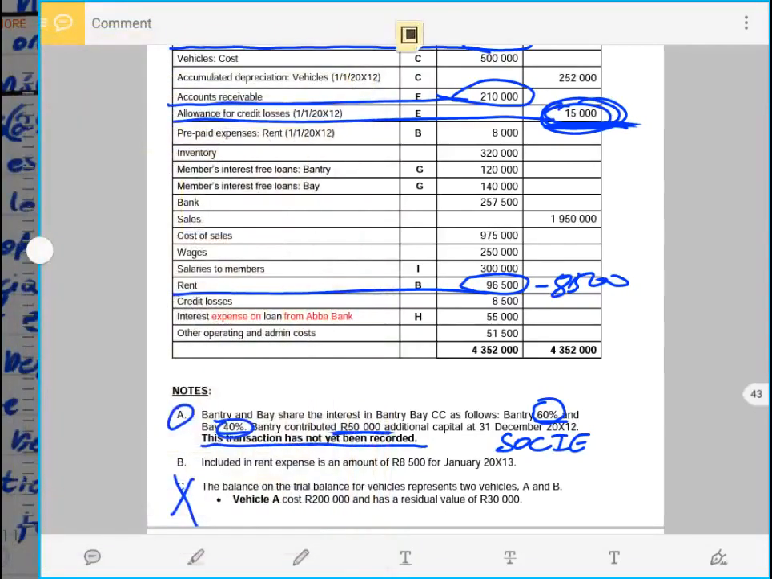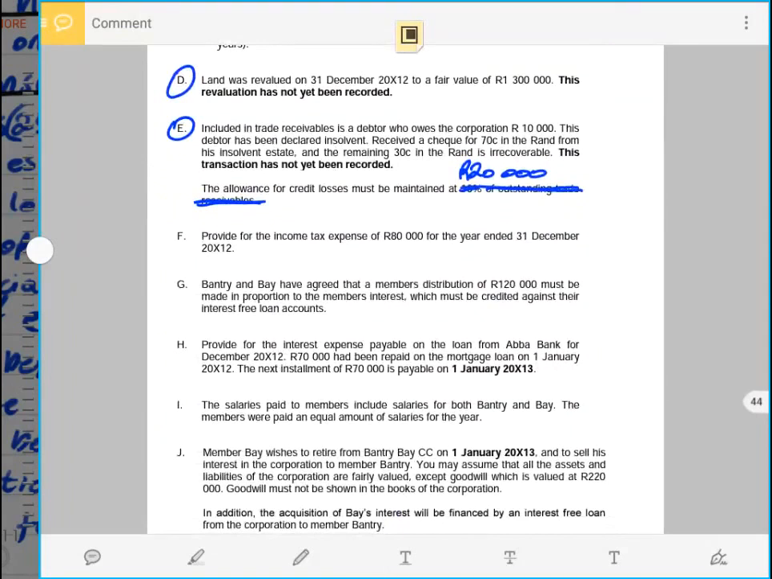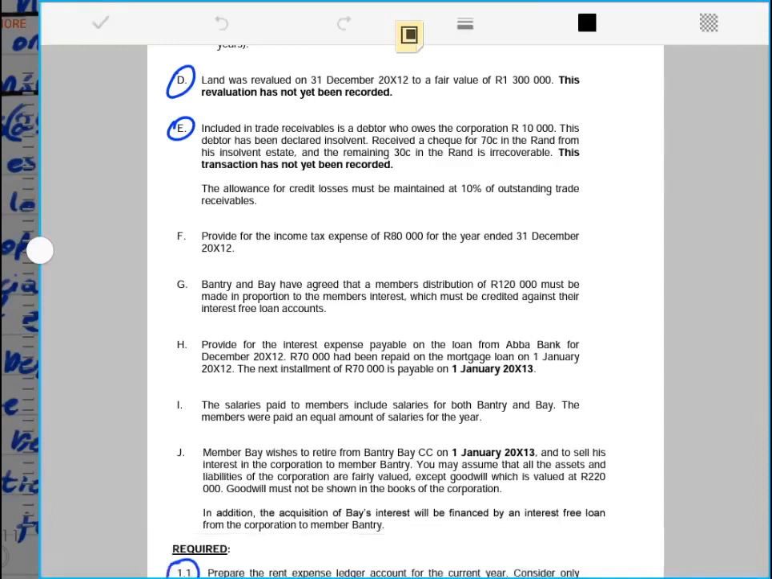I don't want you to be misled by the examples that are always similar in these previous question papers. Sometimes they can give you the 20,000 of the allowance already calculated for you. Please don't be confused if such a thing happens.